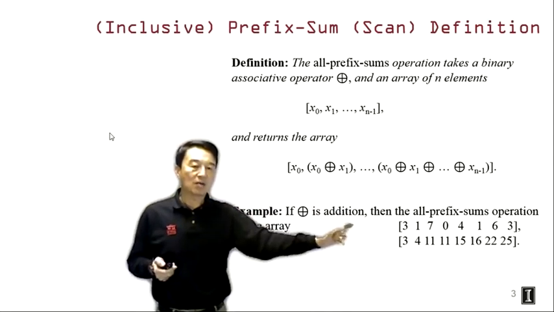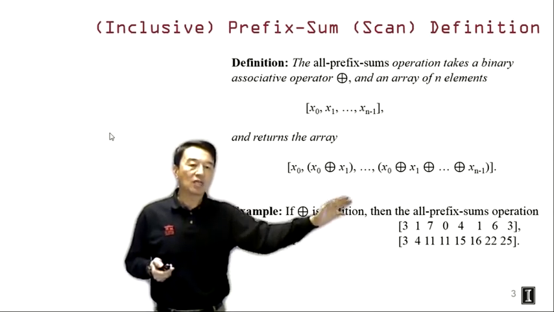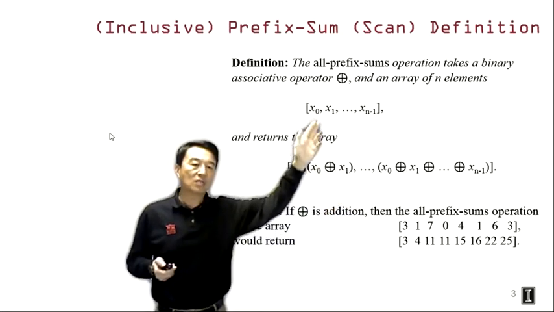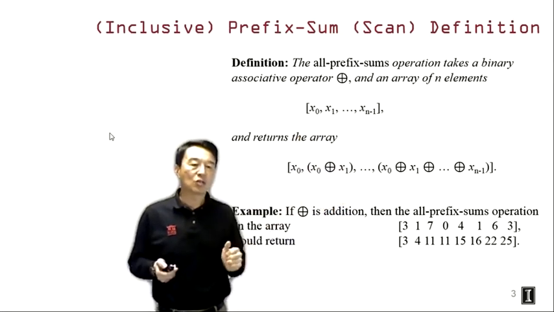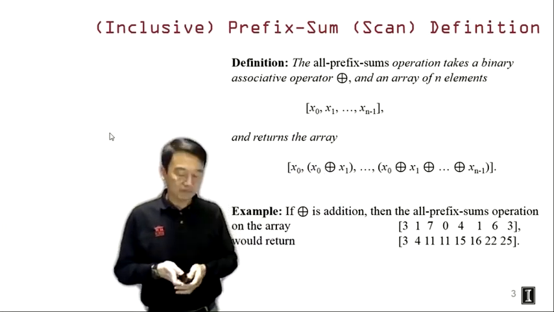If we look at the last result, all the elements in the input sequence are included in that accumulation. So we call this an inclusive scan.